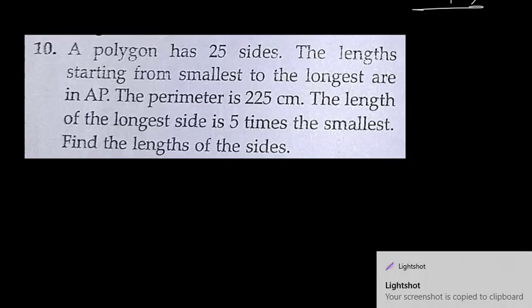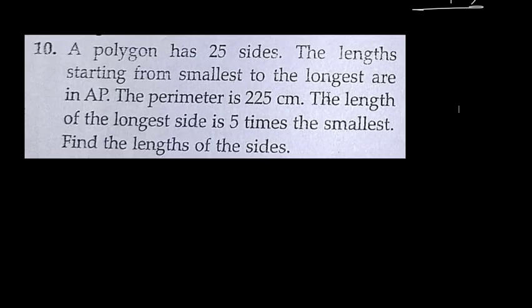Now here the problem is a polygon has 25 sides. The lengths starting from the smallest to the longest are in AP. The perimeter is 225. The length of the longest side is 5 times the smallest side. Find the length of the sides. So one thing I know, that n is 25. There are 25 sides.